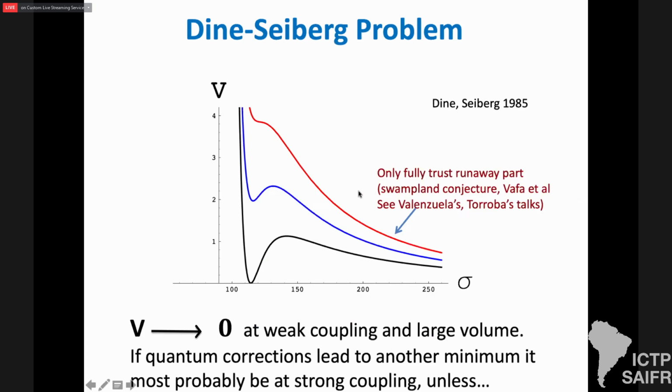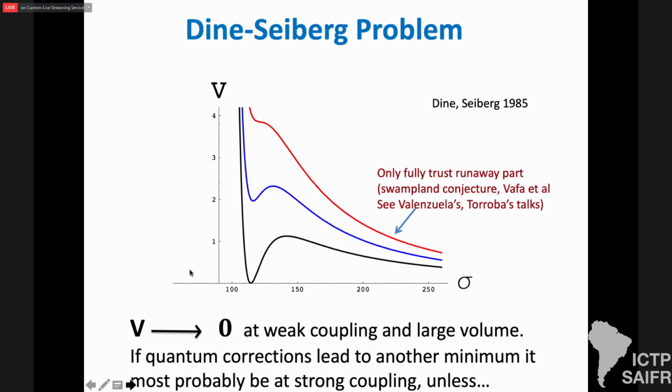This runaway behavior matches very well with the Swampland conjectures that Vafa and collaborators have been discussing, and that Irene and Gonzalo Torroba already discussed in their talks. So this is a major issue, and I think it's important to address the question. The question is there, and we have to see what to do with it.